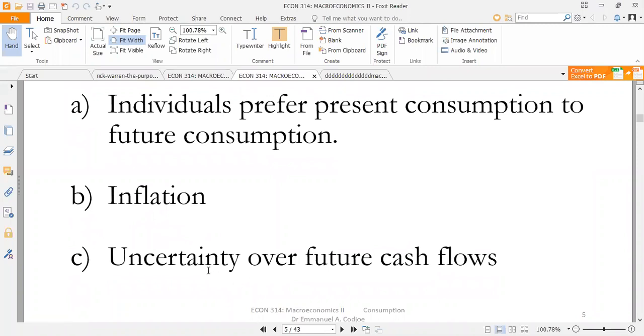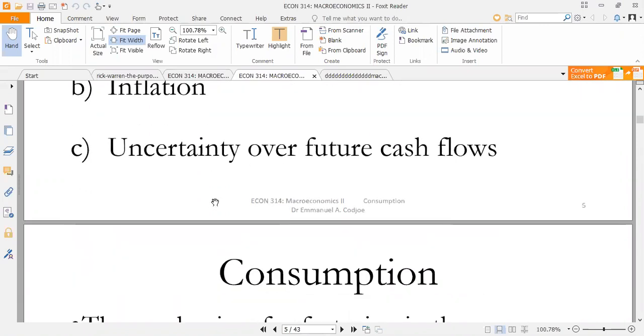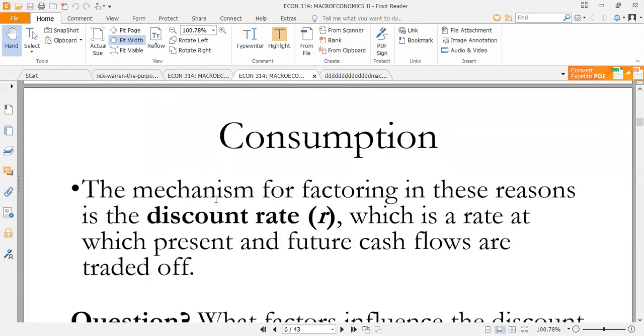And because of uncertainty, we don't know how our resources are going to change in the future. So then it's better I consume today. If I get there and things are uncertain, I don't care. I've already enjoyed whatever I wanted to enjoy. So these are some of the reasons why a cedi in the future is worth less than a cedi today.